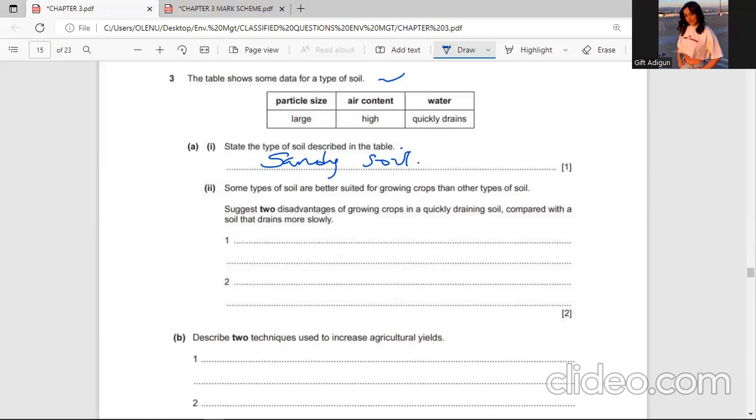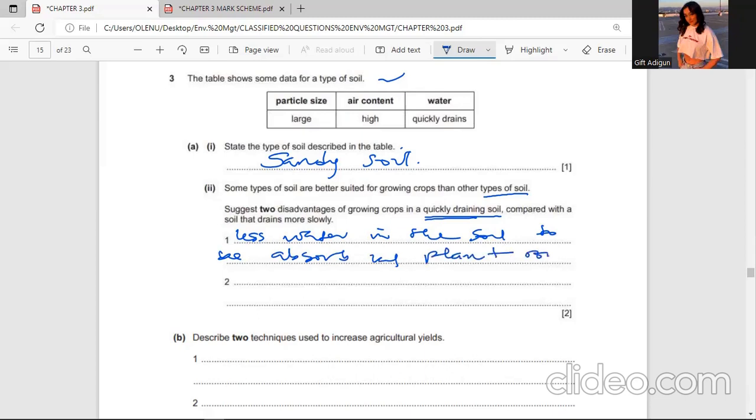Now, some types of soil are better suited for growing crops than other types of soil. Suggest two disadvantages of growing crops in a quickly draining soil compared with a soil that drains more slowly. So if the soil drains quickly, then there will be less water in the soil to be absorbed by the plant roots.